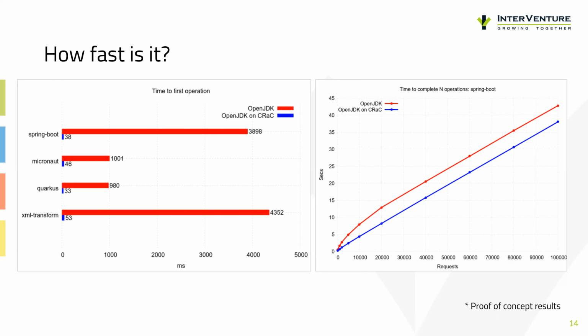On the graph on the right, we can see that the time to complete N operations for Spring Boot is also quite a lot lower. If we have 100,000 requests, it takes about 43 seconds to serve them with OpenJDK. With OpenJDK on CRaC, if the application is properly warmed up and then restored, we get that peak performance right from the very start. In general, it's a much faster response. We get about 5 seconds lower response time, which is, of course, very beneficial.